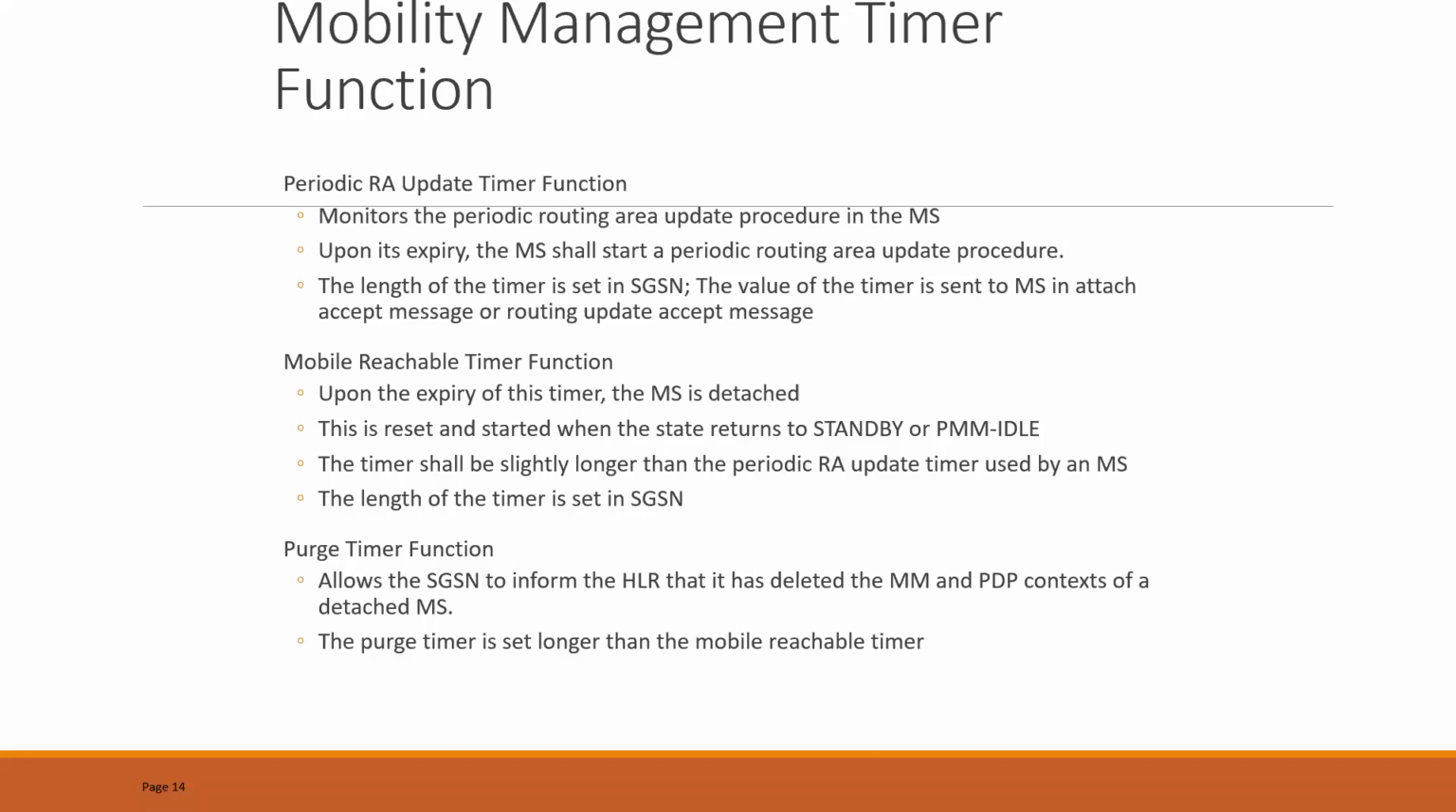That is done via the periodic routing area update flow. The length of this timer is assigned in the SGSN. Usually it is 54 minutes. That is the standard, so after every 54 minutes, you will always send a periodic routing area update.